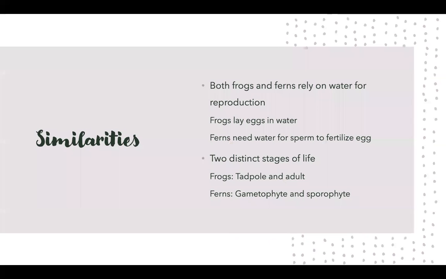The similarities are that both frogs and ferns rely on water for reproduction. Frogs lay eggs in the water and need them to reproduce, and ferns need water for the sperm to fertilize eggs. And they both have two distinct stages of life. Frogs have tadpoles and adults, and ferns have gametophytes and sporophytes.